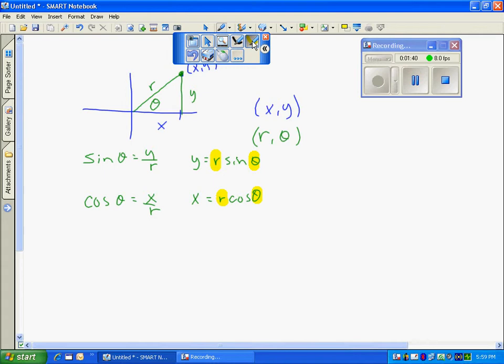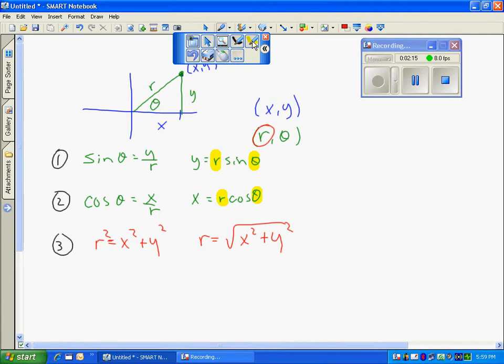Now let's go the other way, and let's suppose I want to, from xy, go to polar, r theta. What other relationship do I know? Well, I know these two, which are very helpful. And a third relationship that we're going to look at is r, because I need r for polar. How do I find r? From my diagram, r squared equals x squared plus y squared. So in other words, r equals the square root of x squared plus y squared.